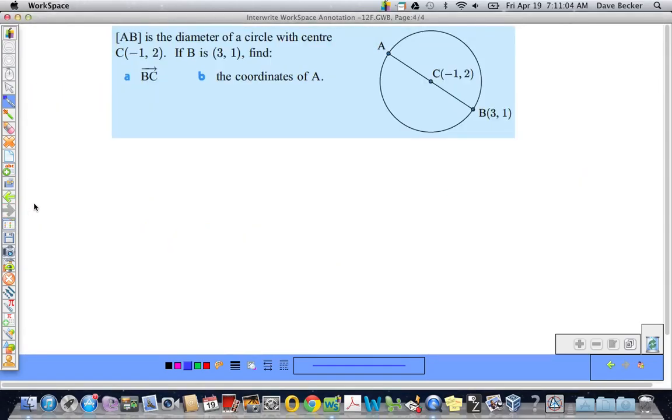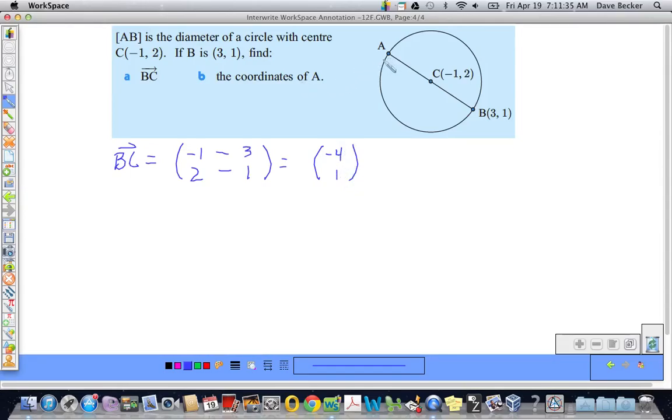Okay, a little bit of problem solving, very little bit. If AB is a diameter of a circle with center C at -1, 2 and B is at 3, 1, find BC. Well, BC is very simple, vector BC. That is going to be equal to, let's see, -1 and 2, and then I'm going to subtract the components of B. And that becomes -4, 1. Okay, so that's the vector -4, 1.